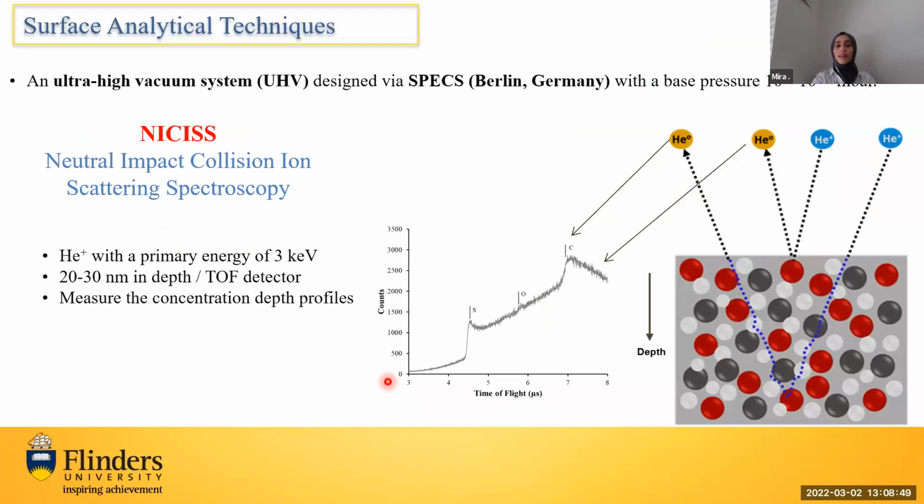So the first analytical technique that we use to analyze the sample is neutral impact collision ion scattering spectroscopy, NICISS. This technique uses low energy ion scattering, utilizing the ion at the surface to determine the concentration depth profile of the elements. Here we can see the typical spectrum obtained from NICISS, showing different elements, starting from the heavier elements to the lighter atomic mass elements.